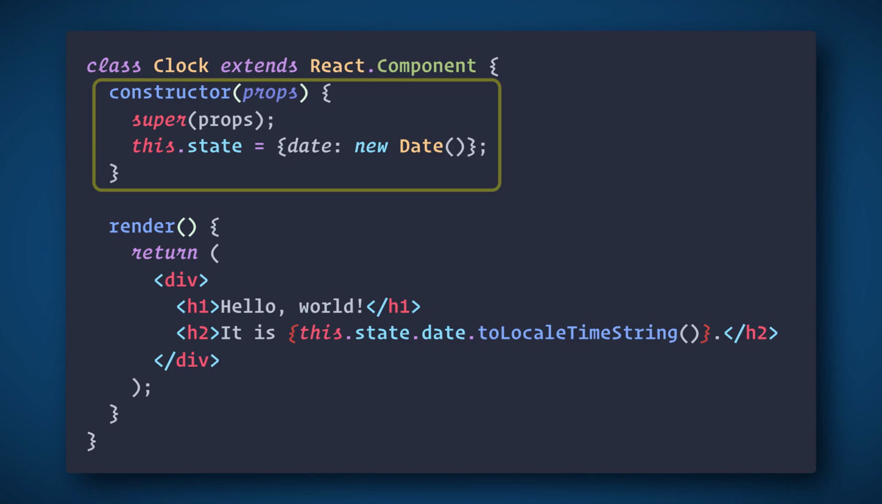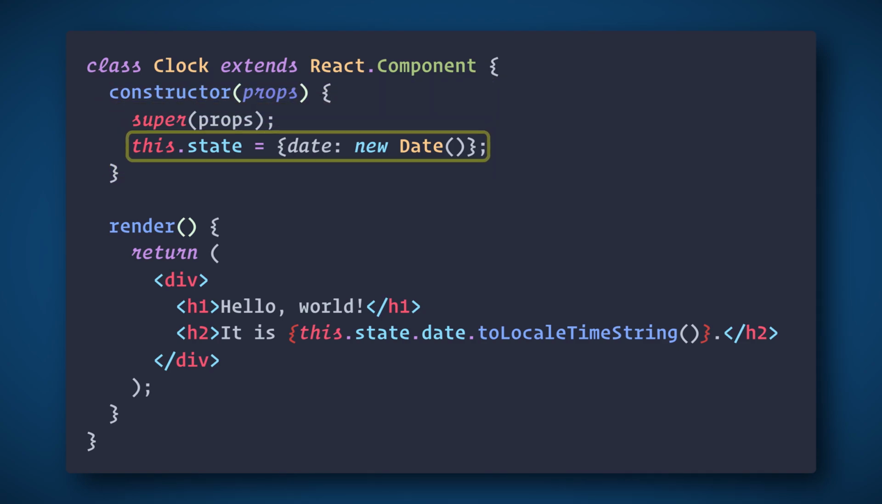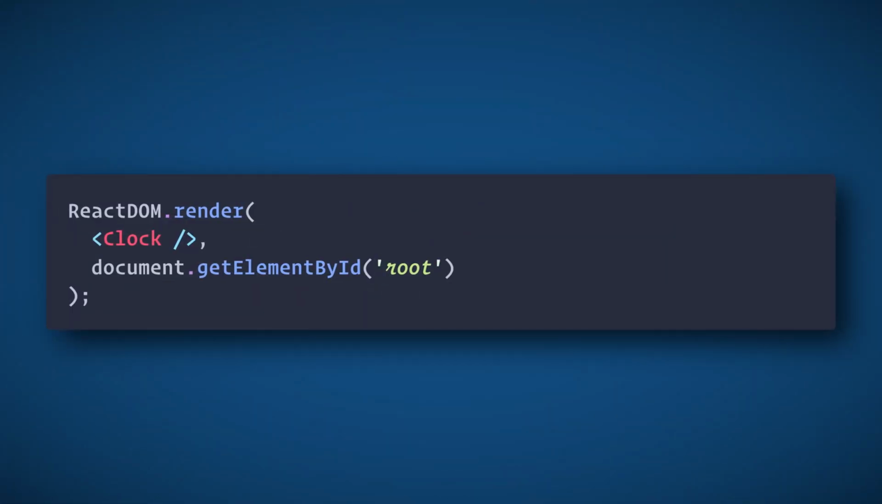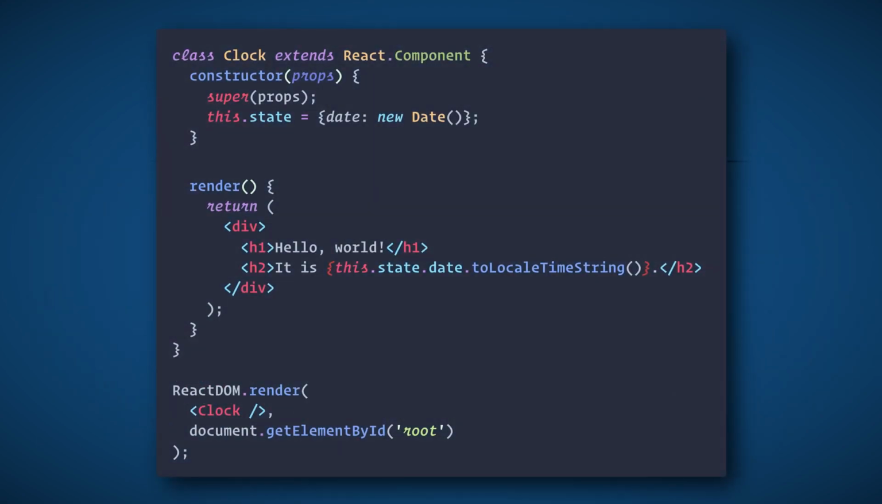Now add a class constructor that assigns the initial this.state. Again, this is just normal JavaScript. So if you're not familiar with ES6 classes and constructors, I have a short video that could help you out. Note that we pass props to the base constructor. Class components should always call the base constructor with props. Now remove the date prop from the Clock element. We'll add the timer code back to the component itself later.